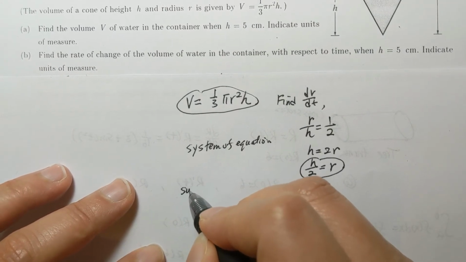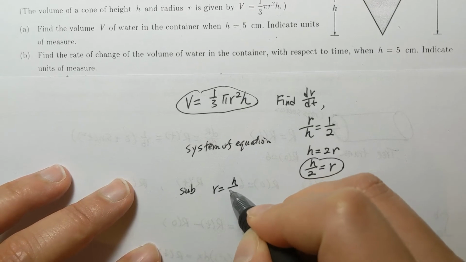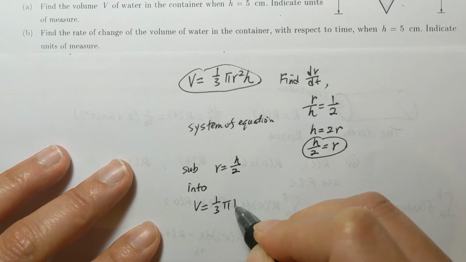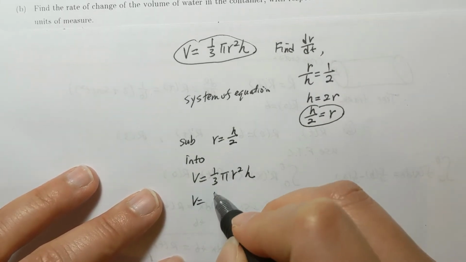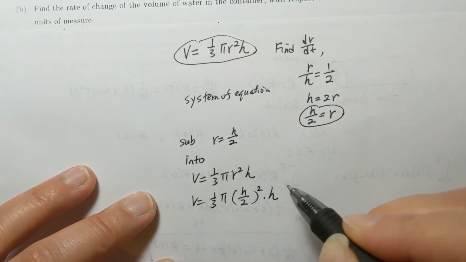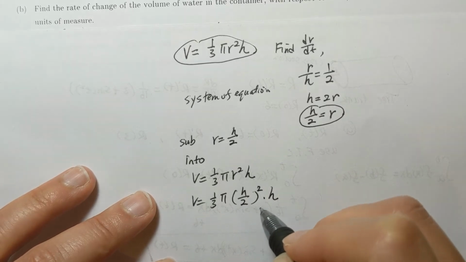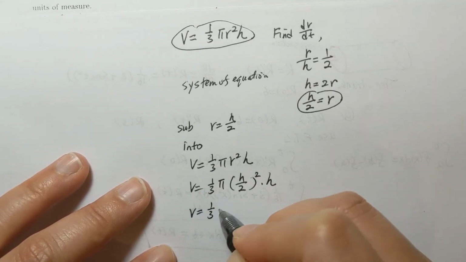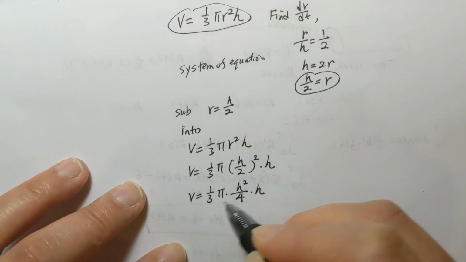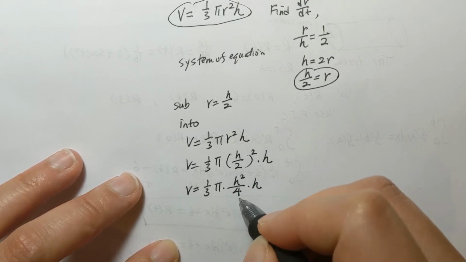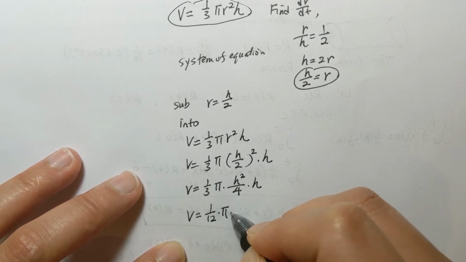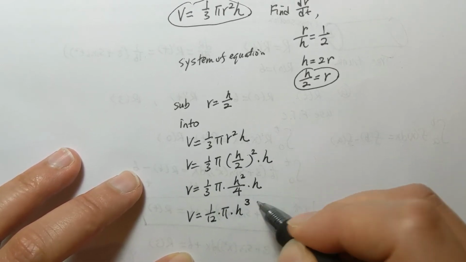So we're going to sub r equal to h over 2 into v equal to 1/3 pi r squared h. So v equal to 1/3 pi times h over 2 squared times h. So you can see this is going to be in terms of h. So v equal to 1/3 times pi, then you get h squared over 4 times h. So let's simplify it before we find the derivative. So v equal to 1 over 12 times pi times h cubed.